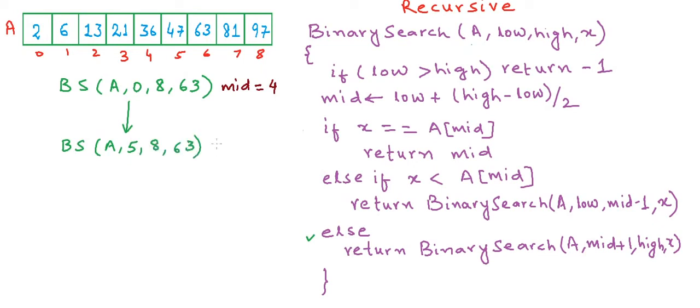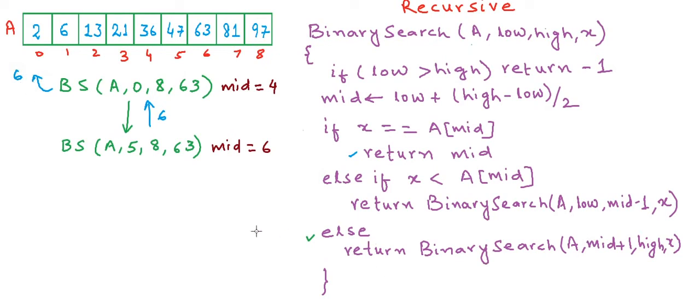Now once again, for this function, low greater than high is not true. So we calculate mid. Mid would be 6 if we take only the integral part. And element at index 6 is 63. So we have found this element. We will return mid. So we return 6 here. And this method finishes. And this method also returns 6 to its caller, maybe the main method.